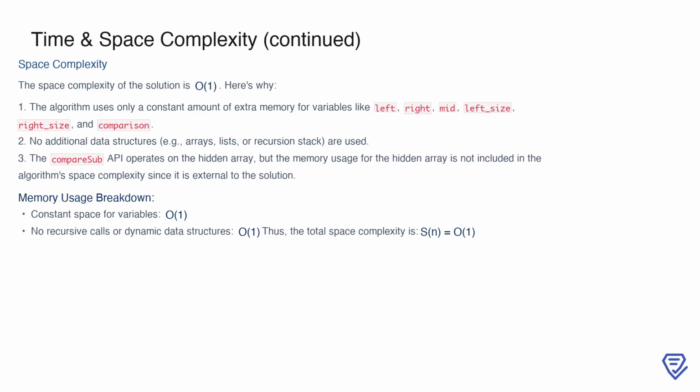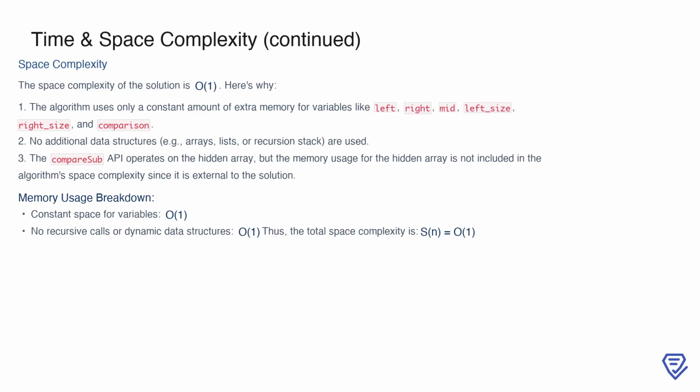The space complexity of the solution is O(1), meaning it uses a constant amount of extra memory. This is because the algorithm only requires a few variables, such as left, right, mid, left_size, right_size, and comparison, to manage the search process. No additional data structures, such as arrays or lists, are utilized, and there are no recursive calls that would add to the memory overhead. The CompareSub API operates externally on the hidden array, so its memory usage is not included in the algorithm's space complexity.